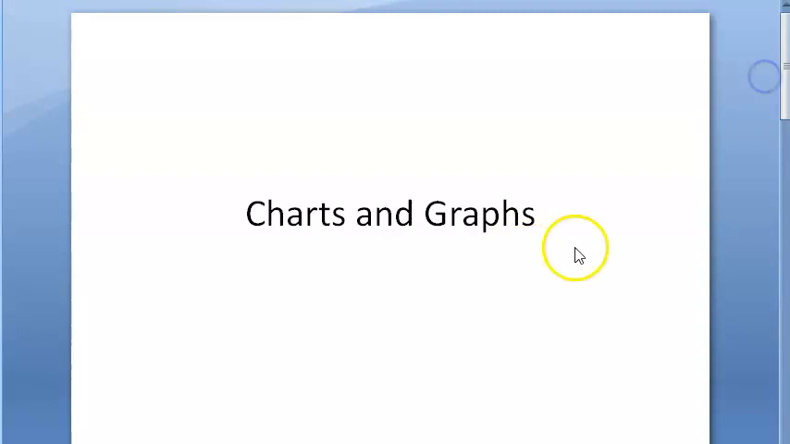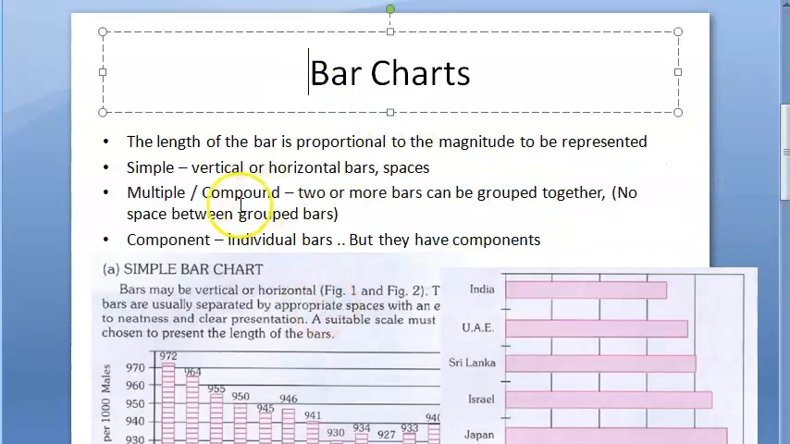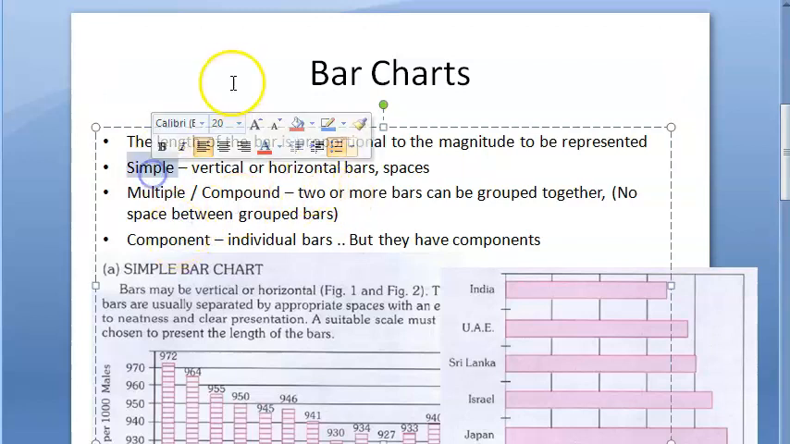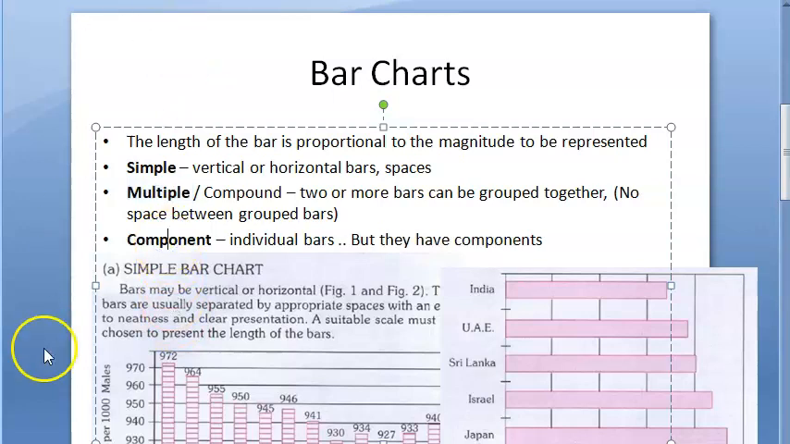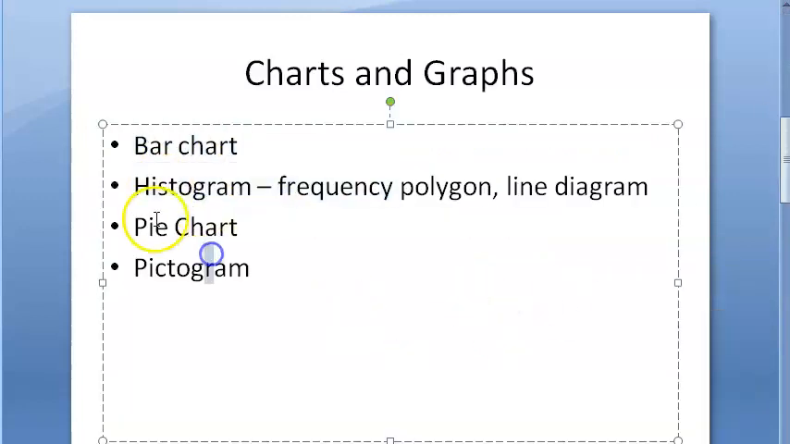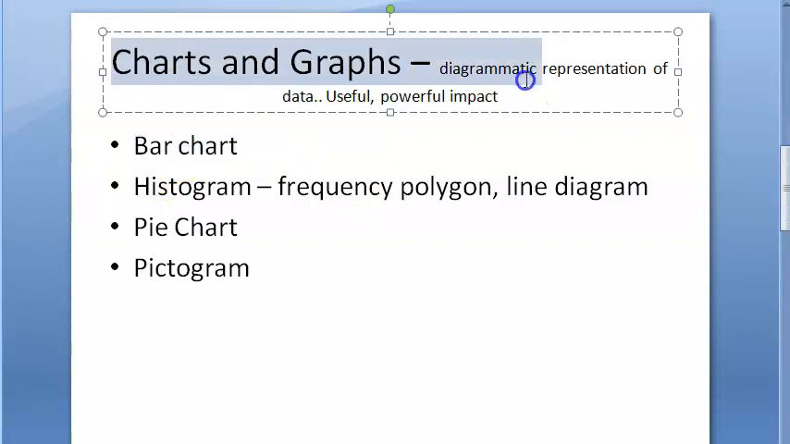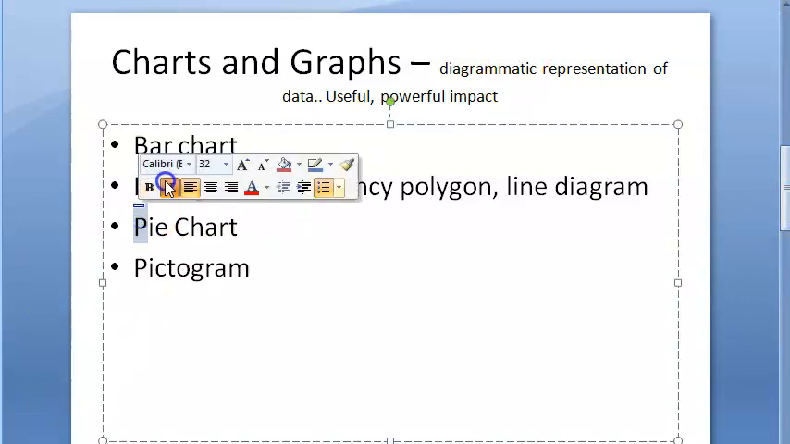So we have understood in charts and graphs, we have understood bar charts. Three types of bar charts are there: simple, multiple, component. Under charts and graphs, we have this bar chart, then histogram, then pie chart, pictogram. Currently we have finished bar chart. Remember, charts and graphs are very useful. They have a diagrammatic representation of data, very powerful impact. You can actually understand what is happening, compare, etc. So that's all. We will meet in the next video for histogram.